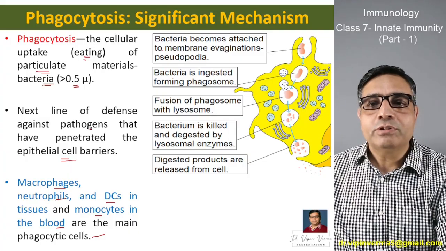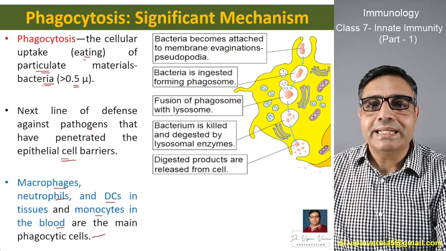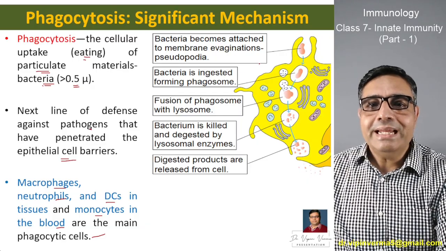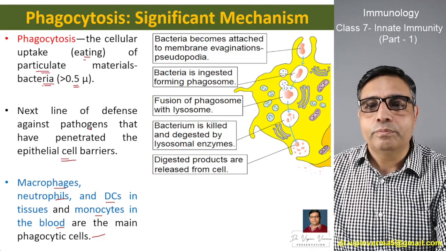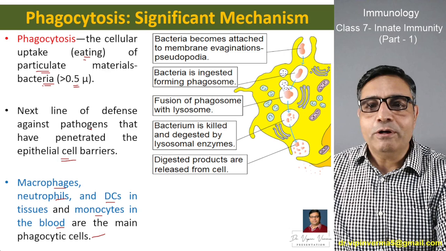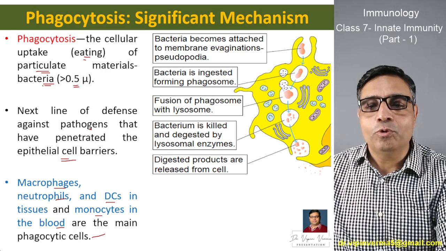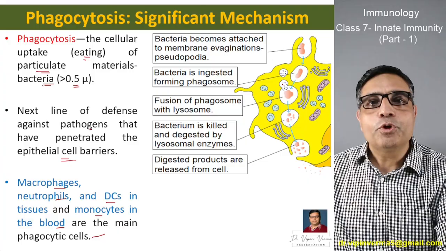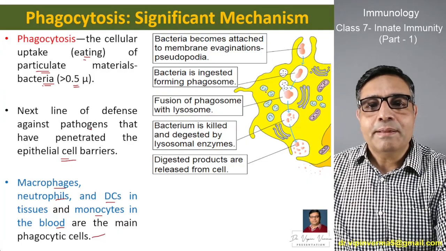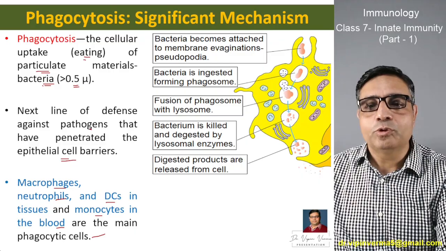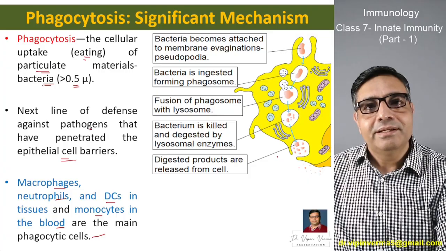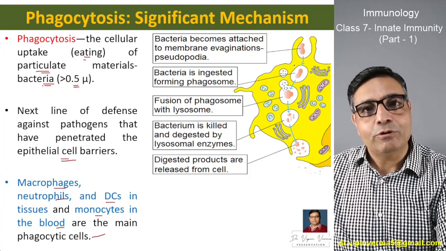Now, during phagocytosis, what happens? Here you can see this is the bacteria, and it becomes attached to membrane evaginations like pseudopodia, and then it is ingested, and once it is ingested, it forms the phagosome. So this is the phagosome. Now this phagosome is fused with the lysosome, and you know that lysosome contains a number of proteolytic enzymes. Then the bacterium is killed and digested by the lysosomal enzymes, and the digested products are released from the cell. So this is a very general mechanism of phagocytosis.